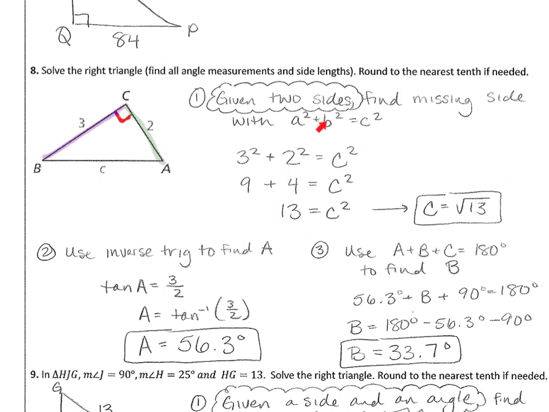This is from Unit 9, Day 1 notes, if you wanted to look back at that. And then once we have that missing side length, square root of 13, we're then able to use inverse trigonometry to find the angle A. You can follow what I did. I used tangent inverse. And once I have angle A and angle C, which is my 90-degree angle, I can use the fact that triangles add up to 180 degrees to find that angle B.